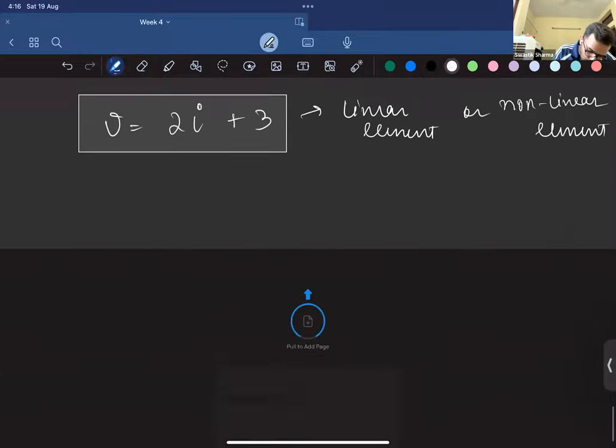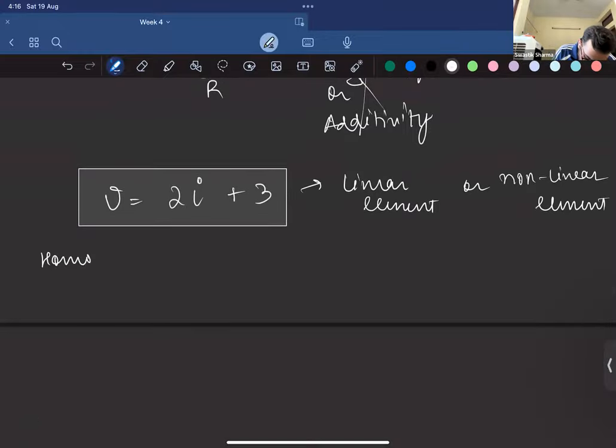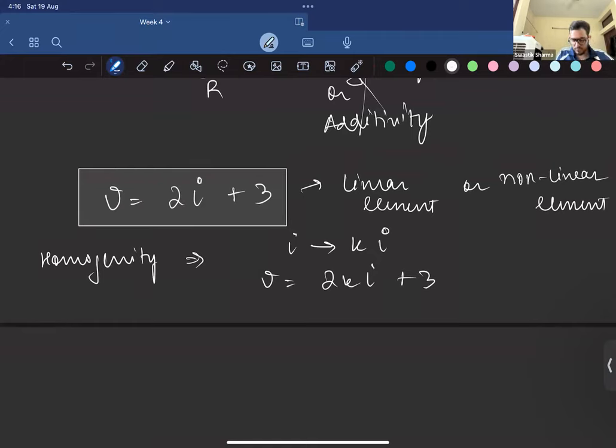Okay. So let's scale the input. Does it follow homogeneity? Let's multiply, I becomes k times I. So V is 2kI plus 3, which means we can't scale the voltage with the same amount of constant, right? So it does not follow homogeneity.